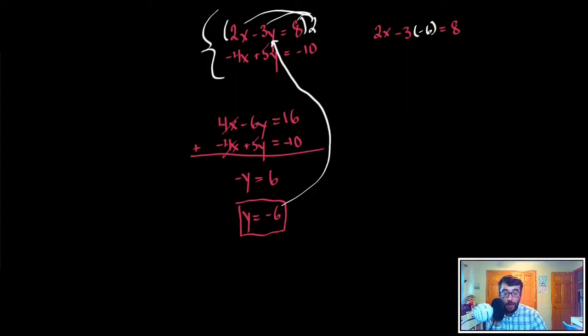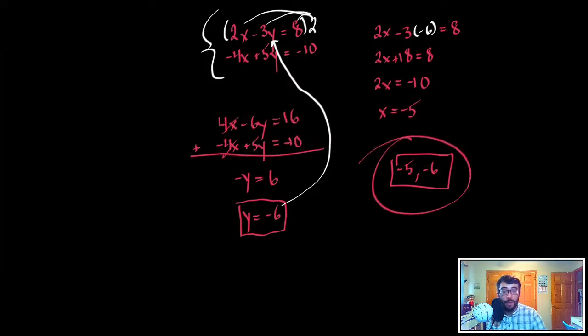And now I can go ahead and solve for x. So it's going to become 2x. A negative 3 times negative 6 is positive 18 is equal to 8. Notice, be really careful when we're multiplying those negatives, okay? Now from here, I'm going to subtract 18 from each side to get 2x is equal to negative 10, which then I divide by 2 to get x is equal to negative 5. So that means our solution is the point x negative 5, y negative 6. Boom, there is our solution. That's what we are looking for, okay?